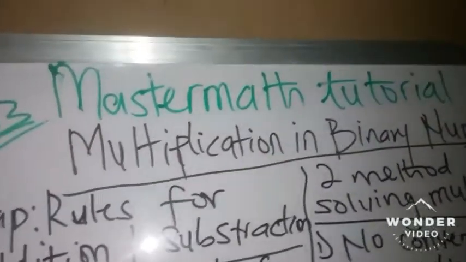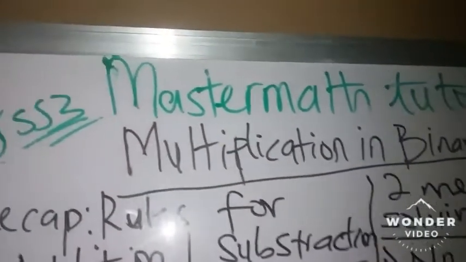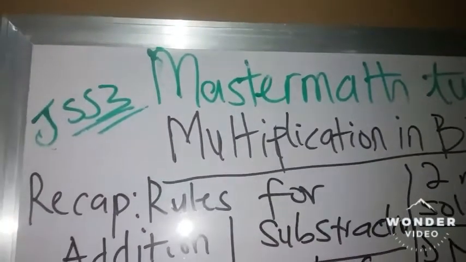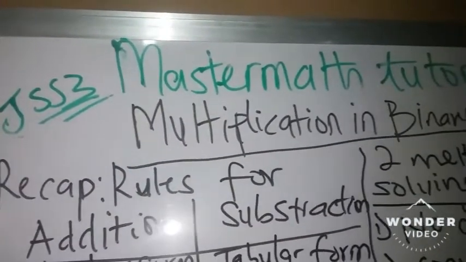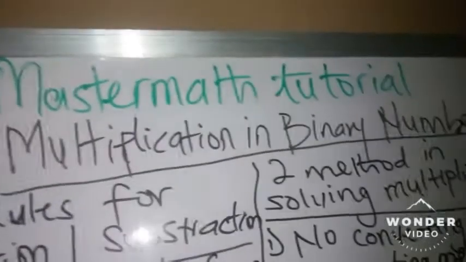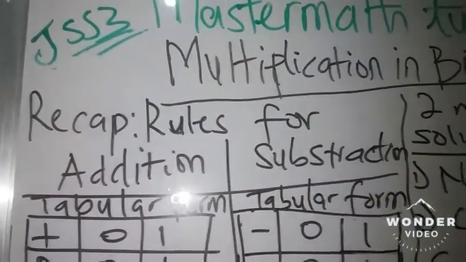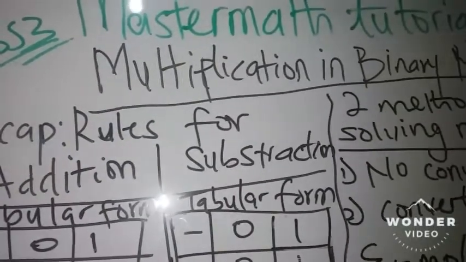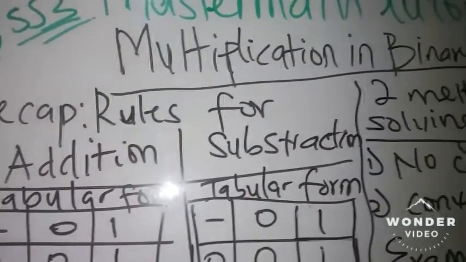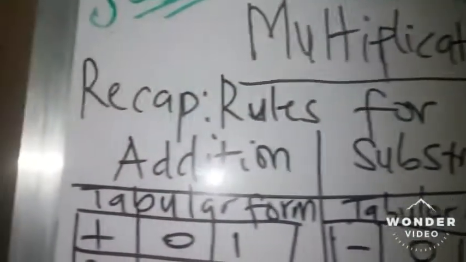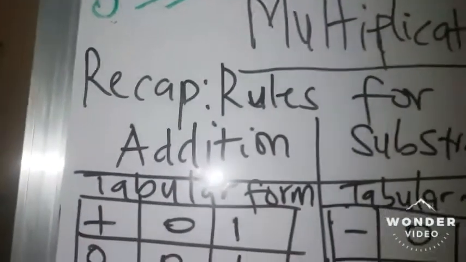This is Mastermath tutorial. The class I'm taking is GSS 3. The topic we are treating so far is binary number. We've done addition in binary number, subtraction in binary number, and now I'm taking multiplication in binary number. So let's do a quick recap.